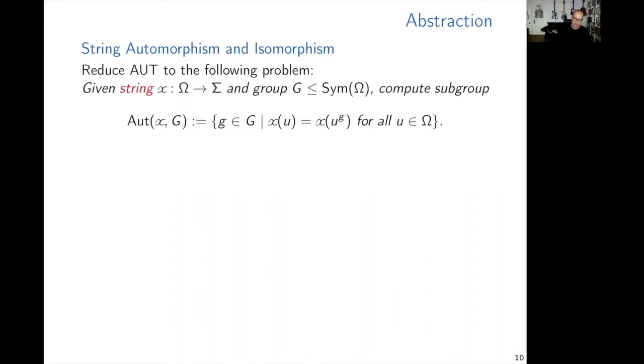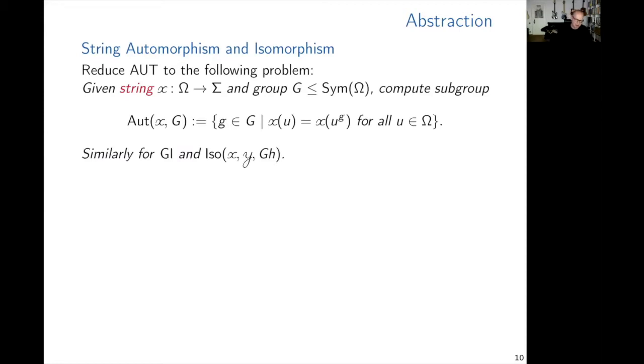of all mappings that leave the string stable. So the value x of u is always the same as x of the image of u. Okay, so basically in this sense it's automorphisms of the string, but we're only looking for the automorphisms in our given group G. And this way we can, for example, make the group smaller and smaller. And when we say we want to compute a subgroup, we always mean we want to compute a generating set for this subgroup.